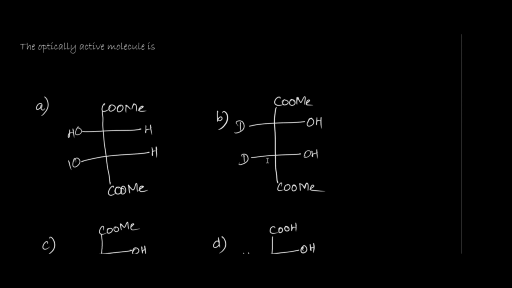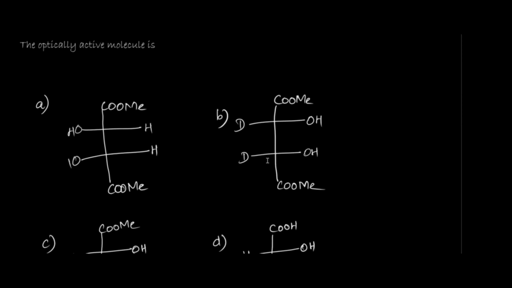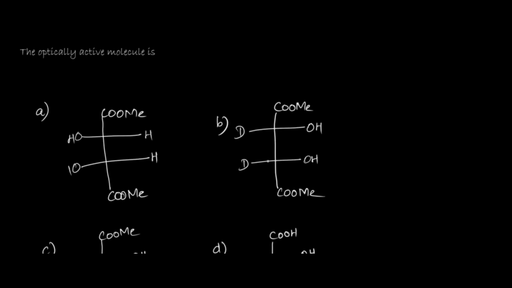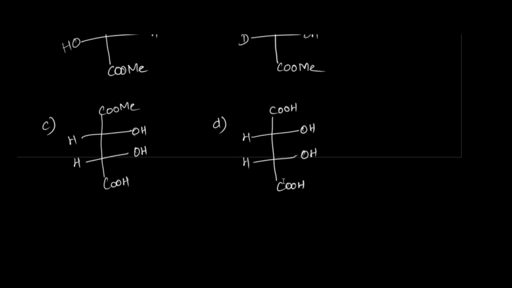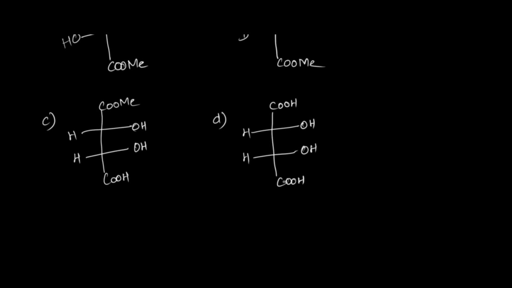Optically active molecule is among these 4. So let's analyze it one by one. Is it optically active? No. This is having a plane of symmetry. This becomes a meso compound. So this is not. And what about this? This is also not, because of the plane of symmetry. And what about this one? Here you can see COOH and COOMe, which makes it different. And the final compound, that also exhibits optical inactivity. So the answer to this question is option C.